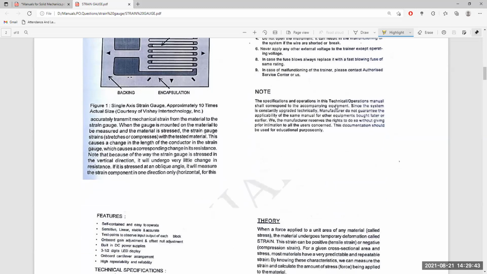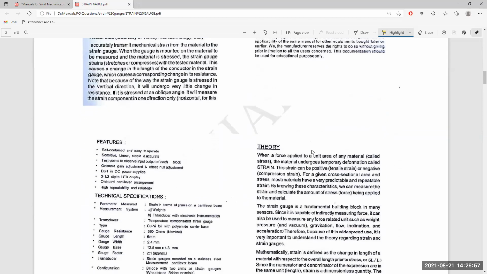The specification and operation of this technical operation shall correspond to the accompanying equipment. Since the system is constantly upgraded technically, manufacturers do not guarantee the same. Now, the features we have here: self-contained and easy to operate, sensitive, linear, stable and accurate. Test points to observe the output of each block, onboard 3 and a half digit LED display, online cantilever element, high repeatability and reliability itself.